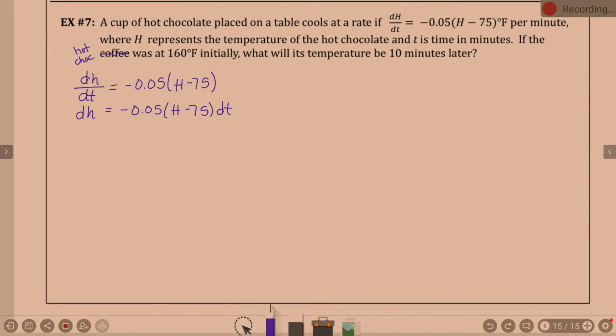What has to move? The h. And so if I'm moving that h, I'm actually moving the h minus 75. And I can just divide by h minus 75 because it's all multiplied, right? So I'm going to have dh over h minus 75 equals, and I'm going to leave the negative 5/100 and the dt there.